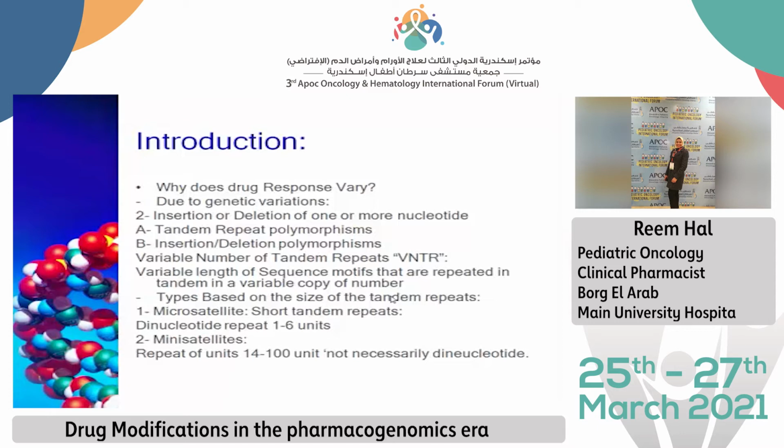And the types are based on the size of the tandem repeats, whether it is a microsatellite or a mini-satellite. Microsatellites are short tandem repeats, dinucleotide repeats from 1 to 6 units repeated, while the mini-satellites repeat units of 14 to 100. In microsatellite, it is a dinucleotide repeat, while in mini-satellites, it must not be dinucleotide.